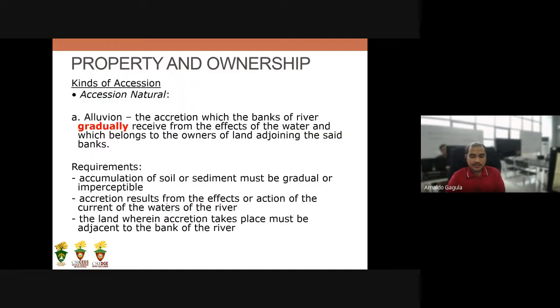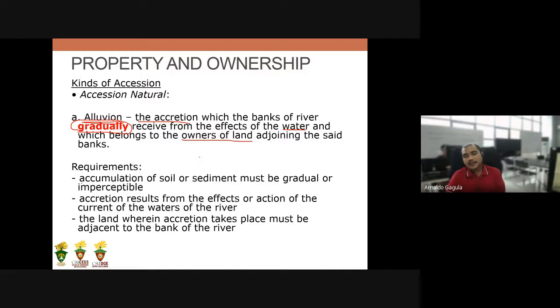Then we have also accession natural. And in accession natural, duha ka klase. First is alluvion. Alluvion is the accretion which the banks of the river gradually receive from the effects of the water and which belongs to the owners of the land adjoining the said banks. Requirements: the accumulation of the soil or sediment must be gradual or imperceptible.